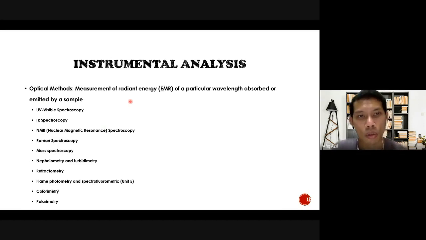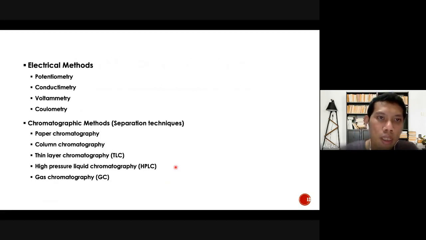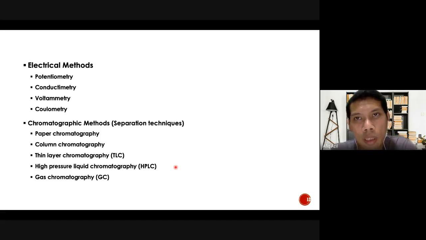So this includes UV-Vis, IR, NMR, Raman spectroscopy, mass spec, nephelometry and turbidimetry, refractometer, flame photometry, colorimetry, polarimetry. And then in electrical methods, you have potentiometry, conductimetry, voltammetry, and coulometry, and all those separation techniques, which is the chromatographic methods. Okay, these are the three main categories of instrumental methods.